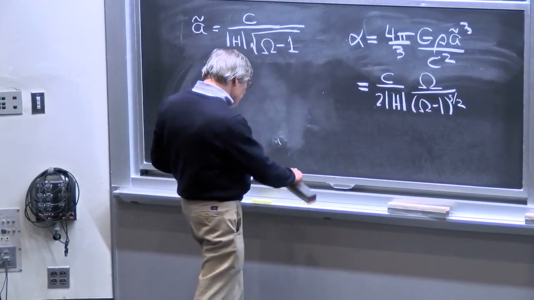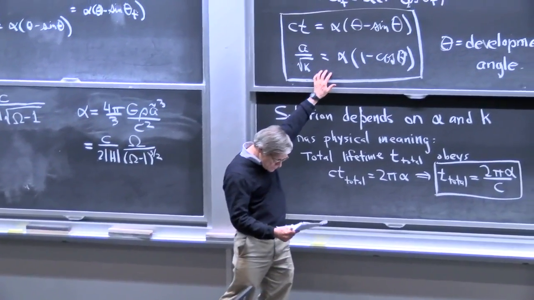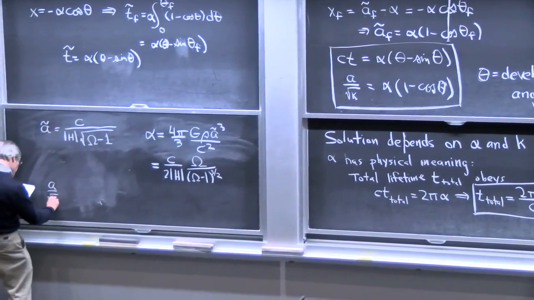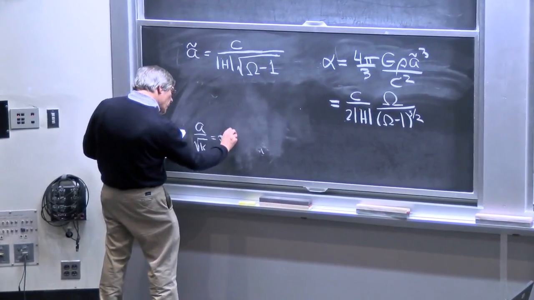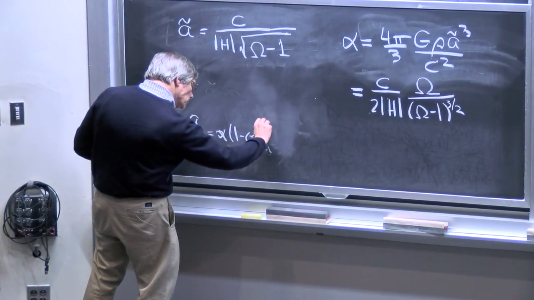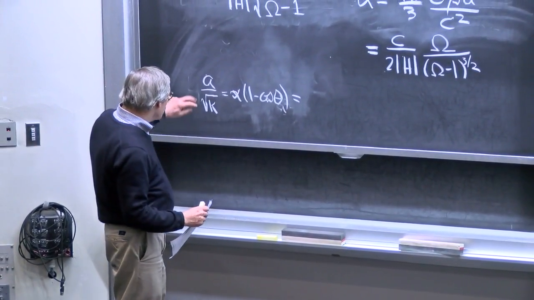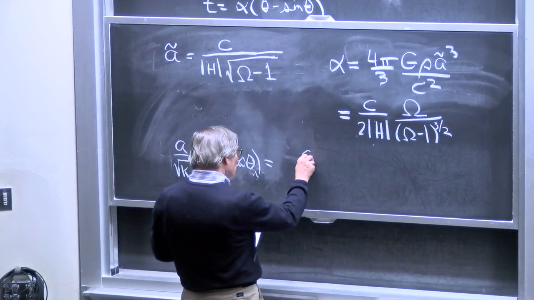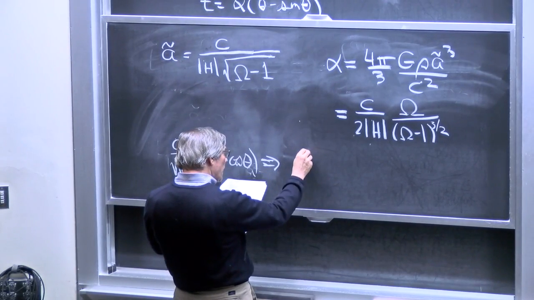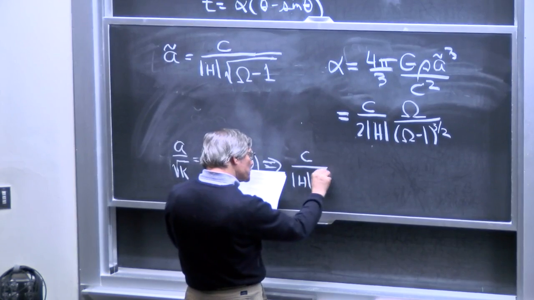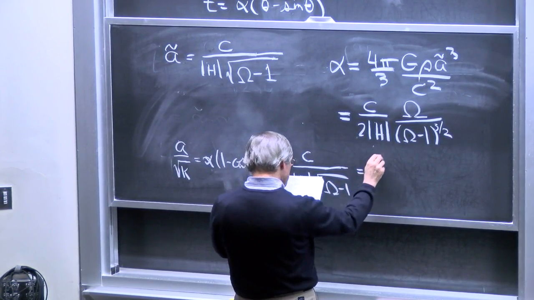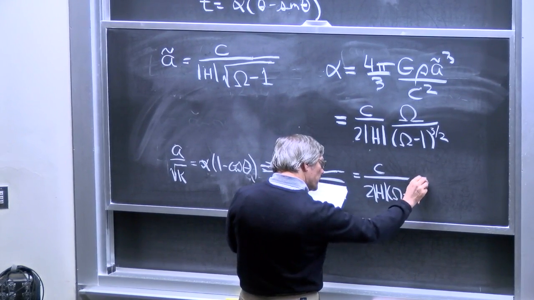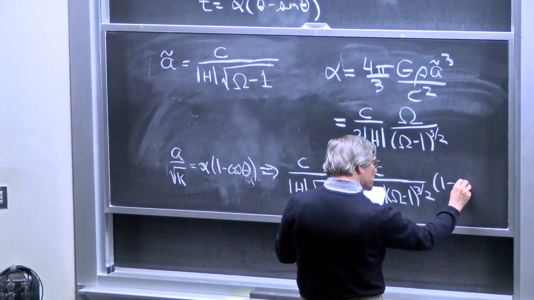And now I want to use these to rewrite this equation: a over the square root of k is equal to alpha times 1 minus cosine theta. I'm going to replace a over root k by this formula. I'm going to replace alpha by that formula. So this implies, rewriting it, that c over the magnitude of H times the square root of omega minus 1 is equal to c over twice the magnitude of H times omega minus 1 to the 3 halves power times 1 minus cosine theta.